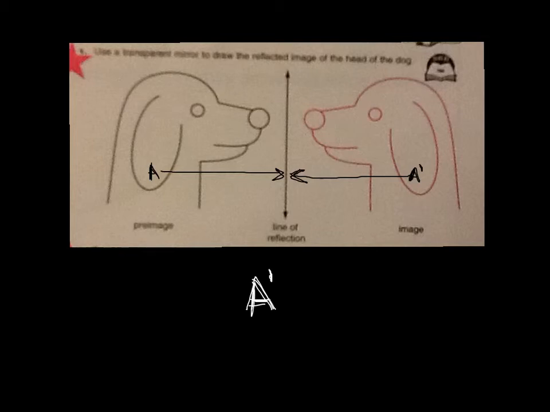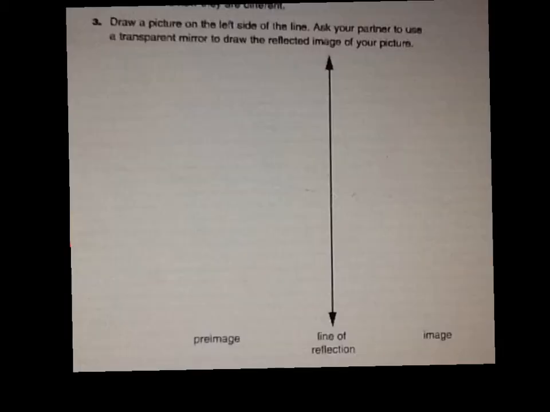So let's think back to our pocket billiards or pool game that we played yesterday. Where did you place the mirror in order to get the ball in the pocket? What did you have to do? That mirror needed to be placed exactly halfway between the ball and the pocket in order for the ball to hit the pocket. When you go off to work on your own in just a few minutes, you still have to do the bottom of the page. You're going to draw a picture on the left-hand side of the line, and your partner is going to do the same. Then you're going to switch, and you're each going to use a transparent mirror to draw the reflected image of the picture.